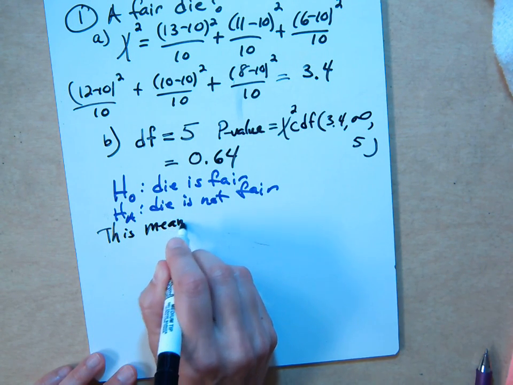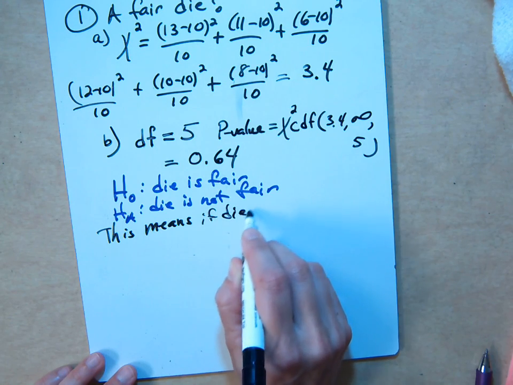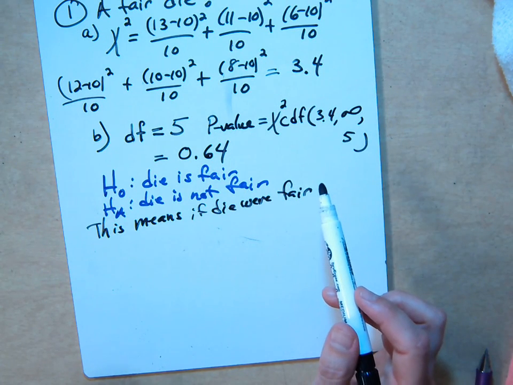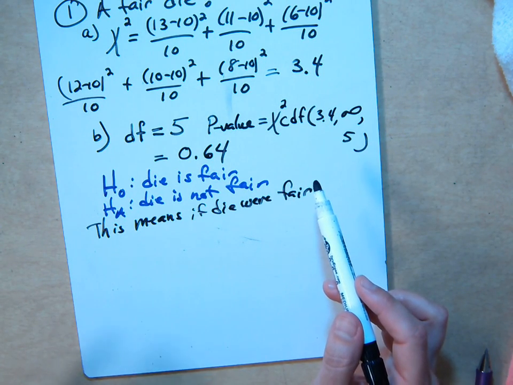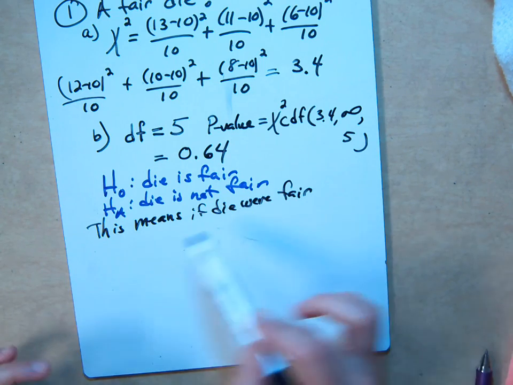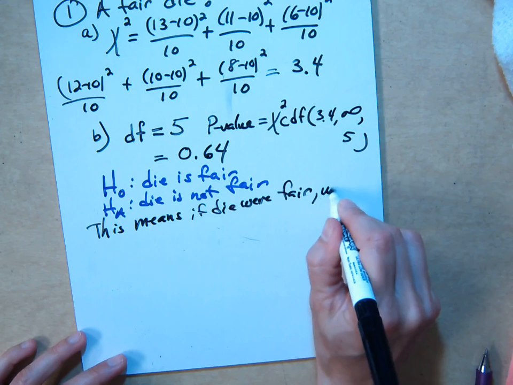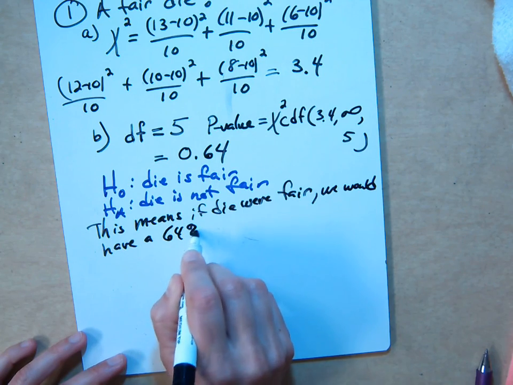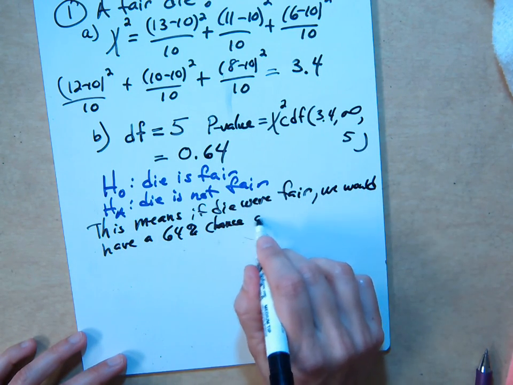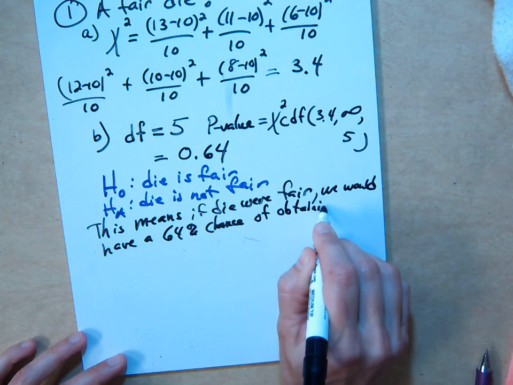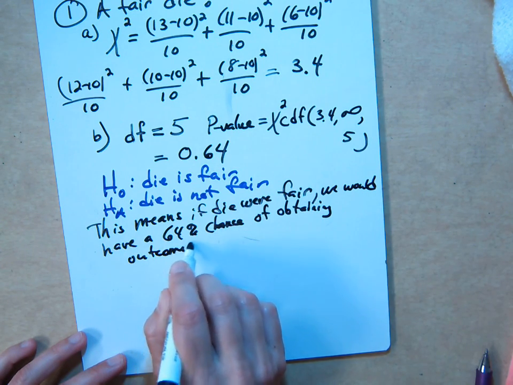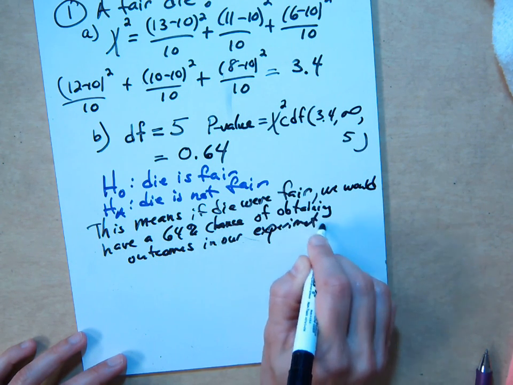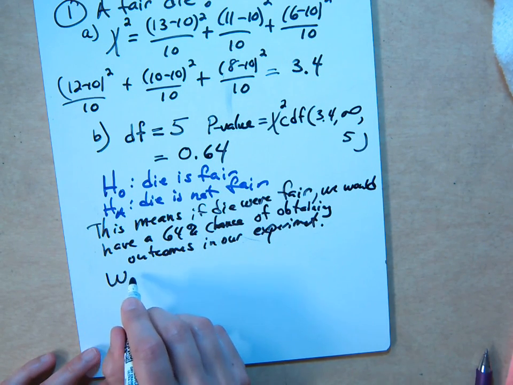This means if the die were fair, because the p-value is the probability that something would happen assuming H naught is true. So we need to know what H naught is. This means if the die were fair, we would have a 64% chance of obtaining outcomes in our experiment that we did. So the conclusion would be we do not have.